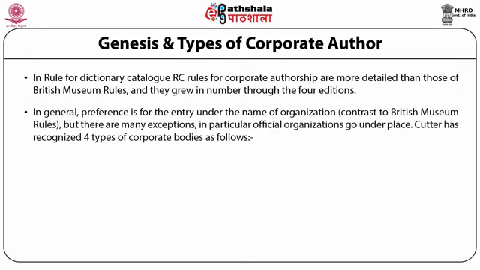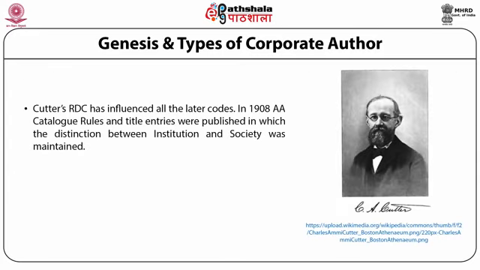In general, preference is for the entry under the name of organization, in contrast to British Museum rules, but there are many exceptions. In particular, official organizations go under place. Cutter has recognized 4 types of corporate bodies as follows. First is government, second is institution, third is society, fourth is conferences. Cutter's RDC has influenced all the later codes.